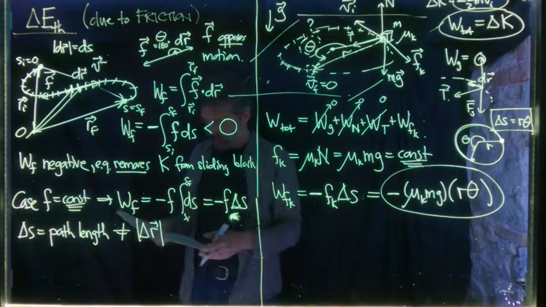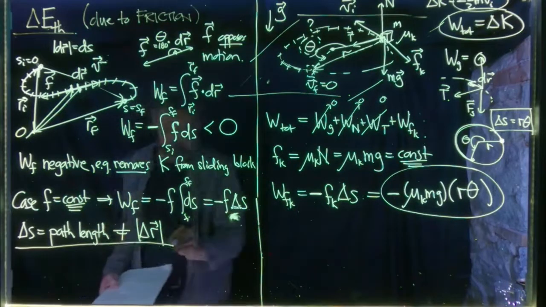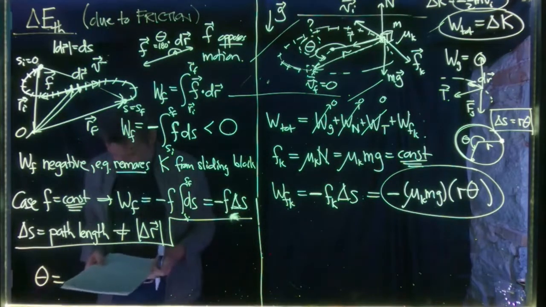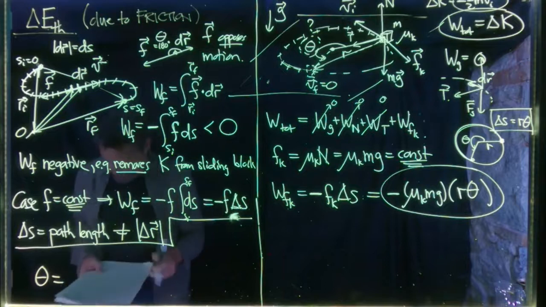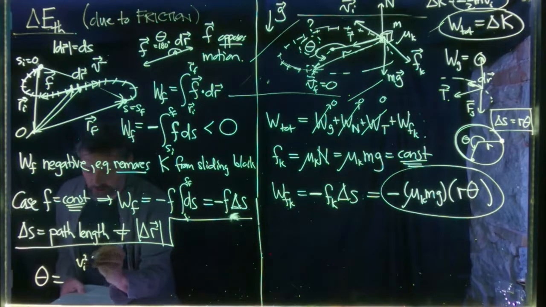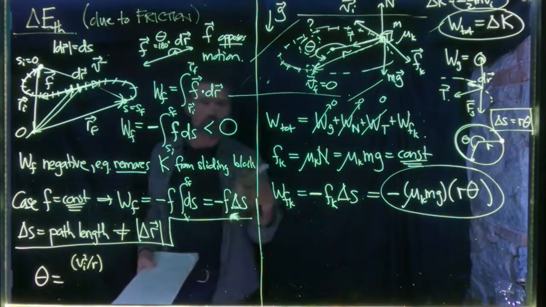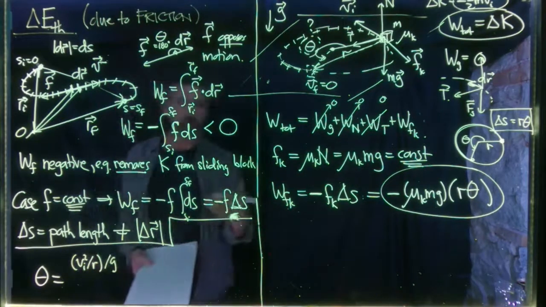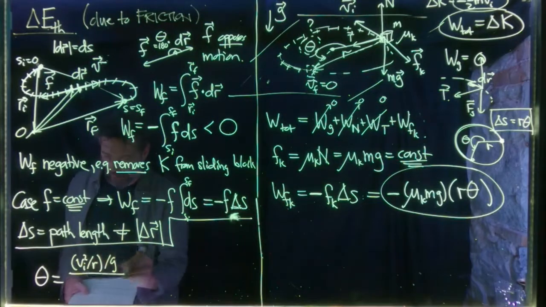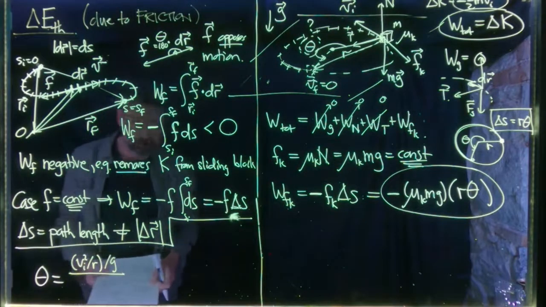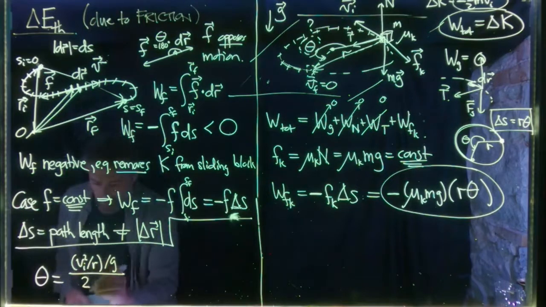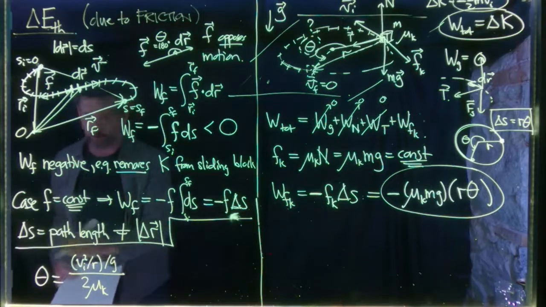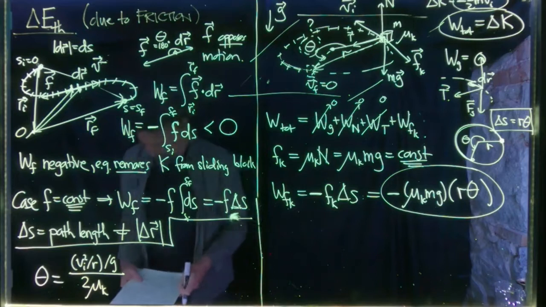And so I'm going to put the answer for theta down here. If you just solve that one equation and one unknown, what does it turn out to be? It turns out to be the initial speed squared divided by r. Remember that v squared over r is like centripetal acceleration, divided by g, the gravitational freefall acceleration. So this is an acceleration divided by an acceleration, which is dimensionless, divided by twice mu k. And mu k is, of course, dimensionless. So this answer is dimensionless, as it has to be, because angles are dimensionless. They're just radians, not like meters or anything like that.